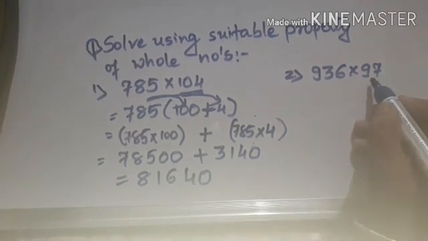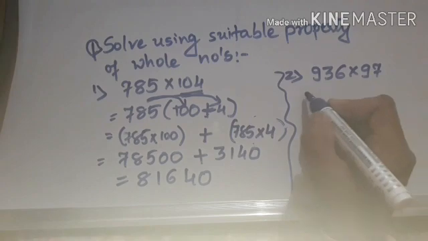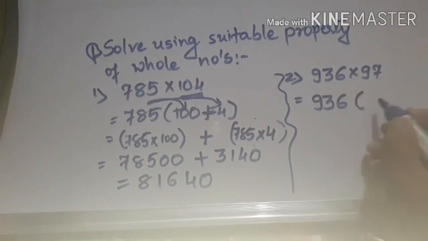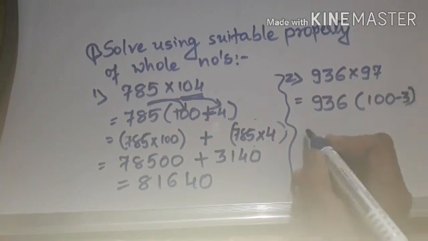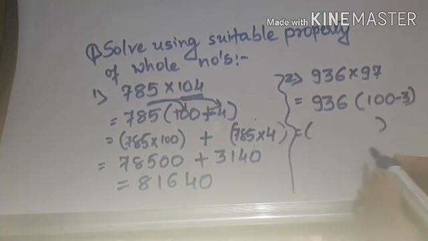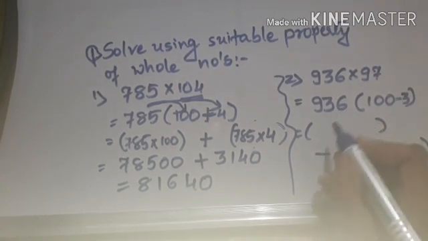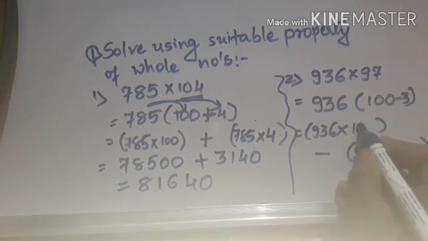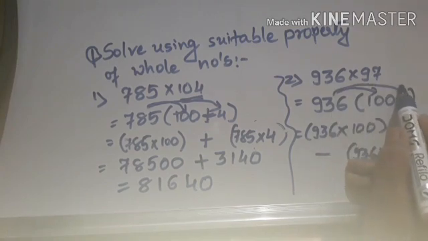Now say this one you want to do. How can you do it? 97 I will split as 100 minus 3. So 936 multiplied by 97 can be expressed as 936 multiplied by 100 minus 3. Again two brackets and in between the minus sign. Write 936 multiply by, your first term is 100 and here it is 3. 936 into 100 and 936 into 3.